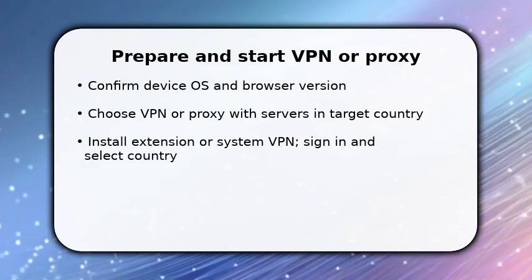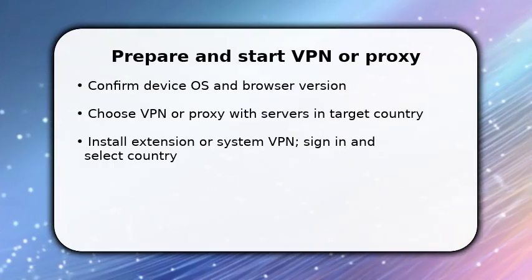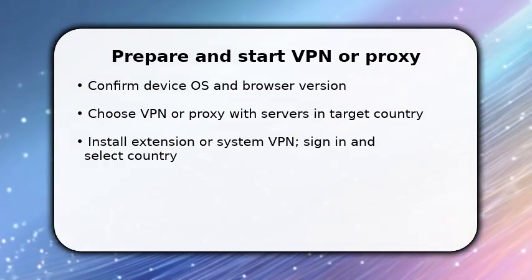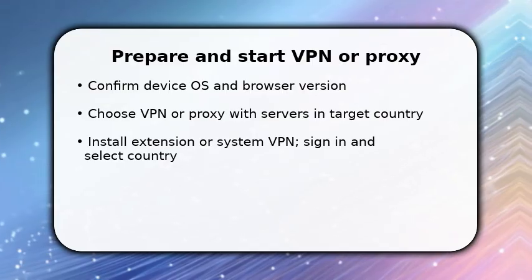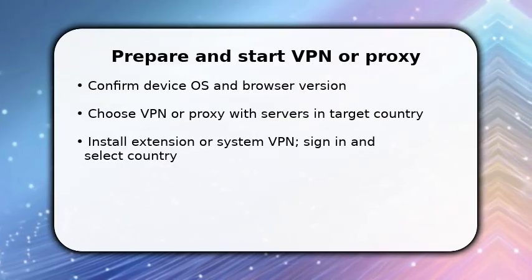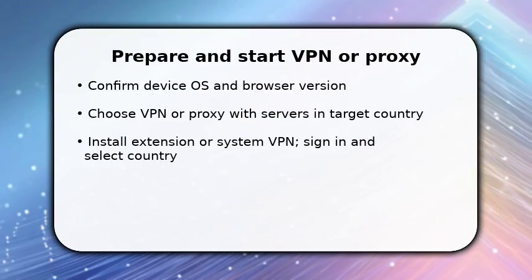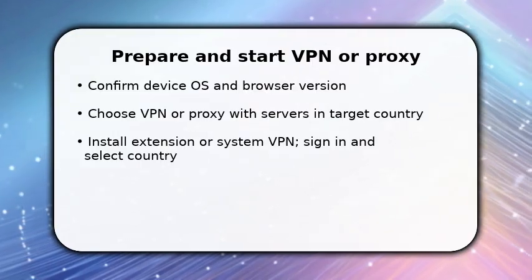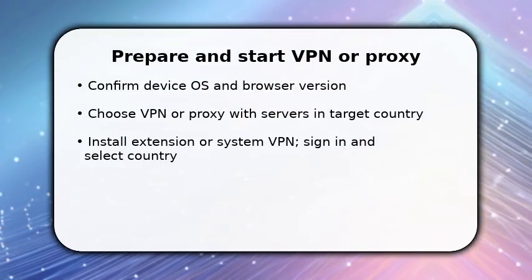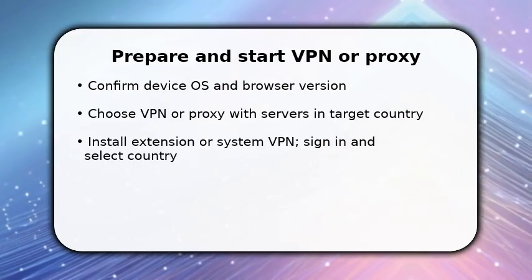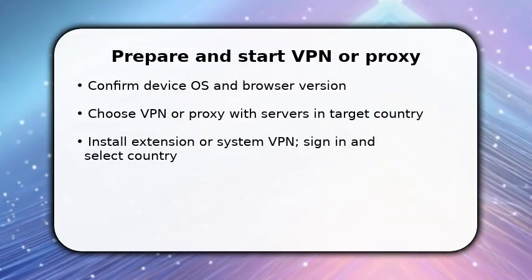You're going to change your browser's country now. First, pick a reputable VPN or proxy that offers servers in the target country and install its browser extension or app. Once installed, sign in and grant any required permissions. Connect to a specific server in the destination country. This assigns you an IP address there.